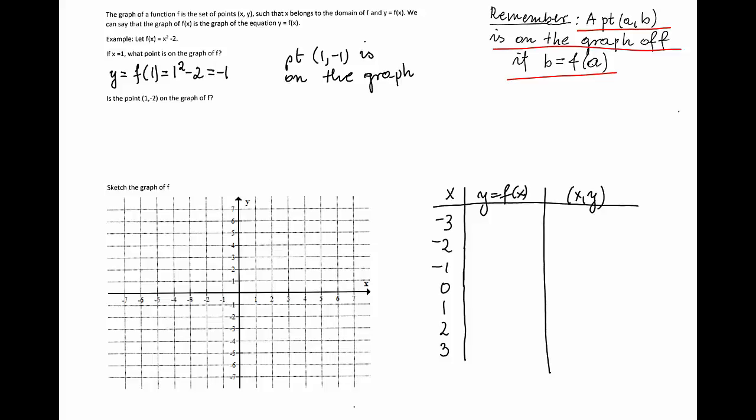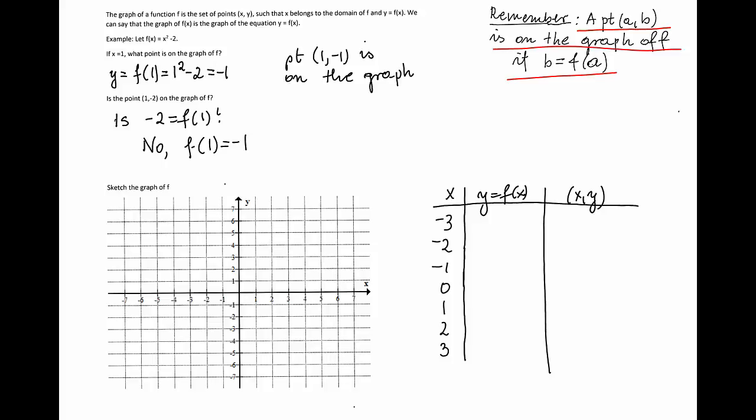So if I have the point (1, negative 2), this question can be rephrased, and instead I could ask, is negative 2, the y-coordinate, the value of the function at the first coordinate? And the answer to this question is no, because we already computed f of 1 to be negative 1, which is not negative 2.